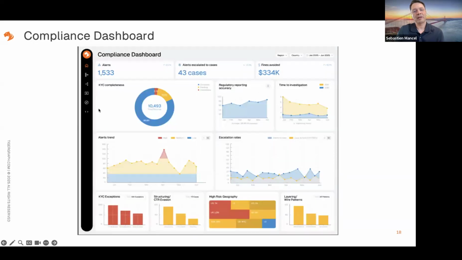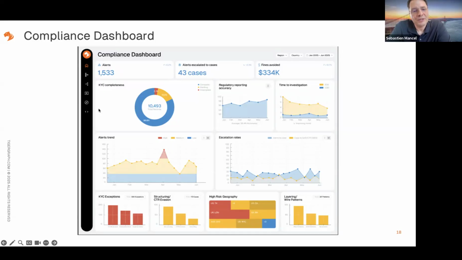So here we're looking at a compliance-focused dashboard. Now, that's another example of how TigerGraph provides not just entity resolution, but actionable oversight for regulatory requirements. At the top you'll see the KPIs, alerts, escalated cases, and again, the dollar value of fines avoided. Below that, metrics like KYC completeness, reporting accuracy, and time to investigation show how effectively teams are meeting regulatory expectations.